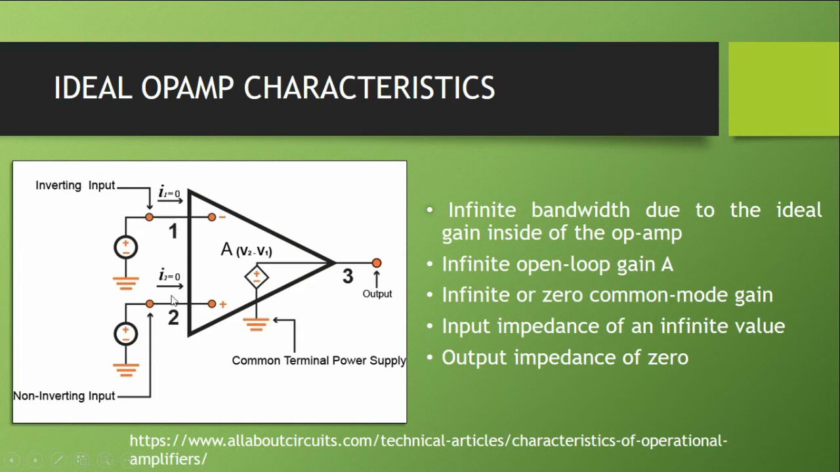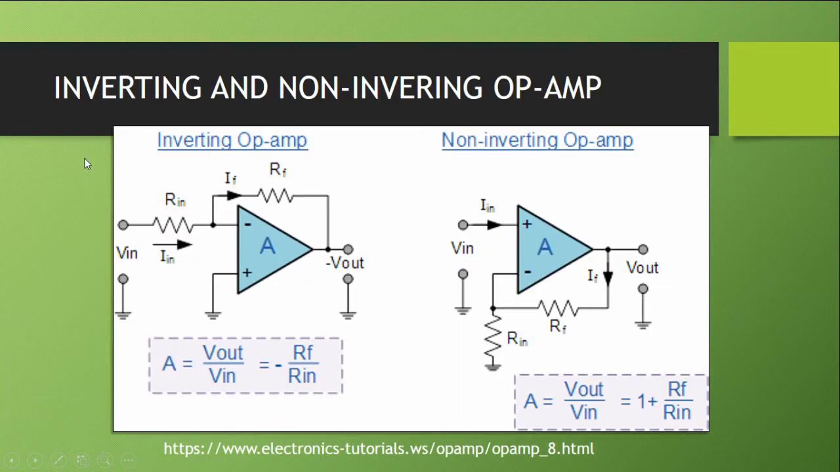I2 equals 0 also. And then the voltage difference between 1 and 2 is 0. I1 equals 0, I2 equals 0, and voltage difference is equal to 0 here. Remember that for the analysis of op amps later. We'll apply these characteristics of an ideal op amp. And then these are the formulas for calculating the gain.